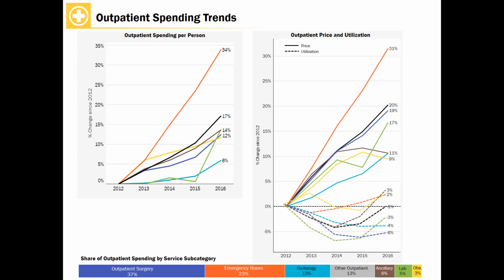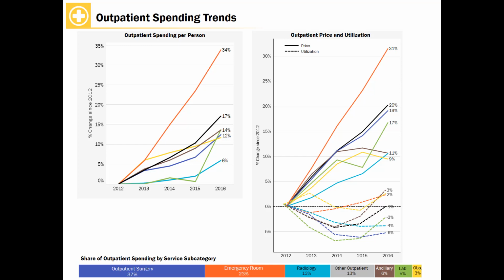So moving on to outpatient spending trends, again, to perhaps give you an idea of the relative proportions we're talking about, please look at the very bottom of the slide. So you can see that of overall outpatient spending, 37% was accounted for by surgery, 23% by emergency room usage, 13% by radiology, and then we have a couple of cats and dogs.